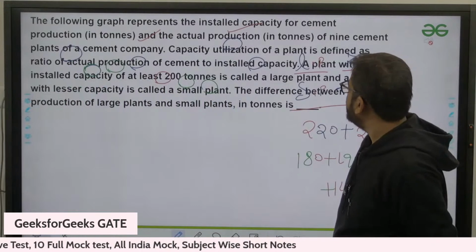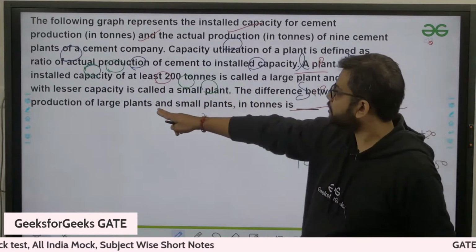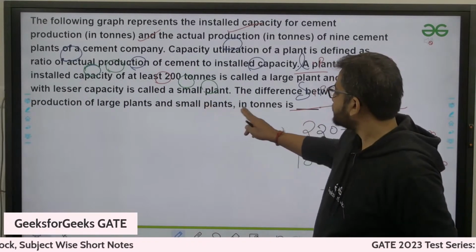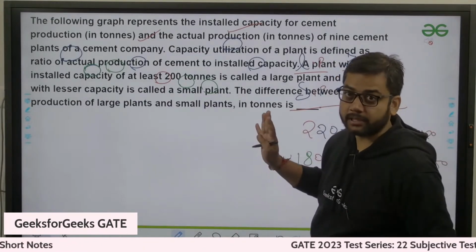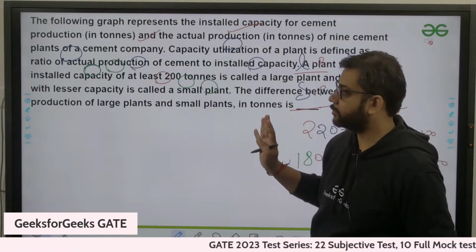large plant. The difference between the total production of a large plant and the small plant, we have to find the difference of the total production of a large plant and small plant.